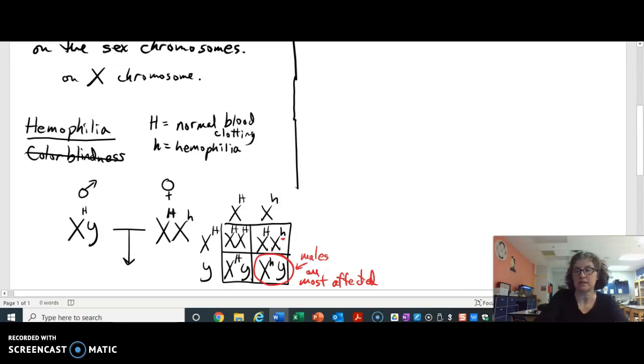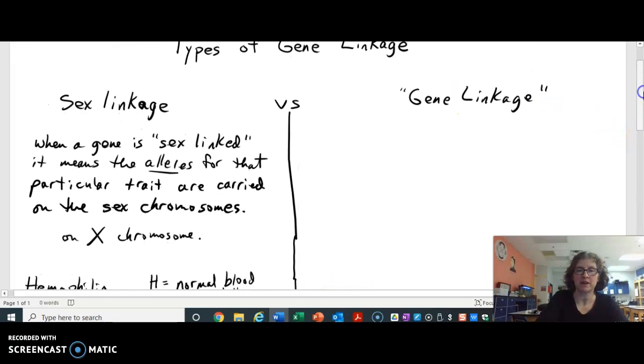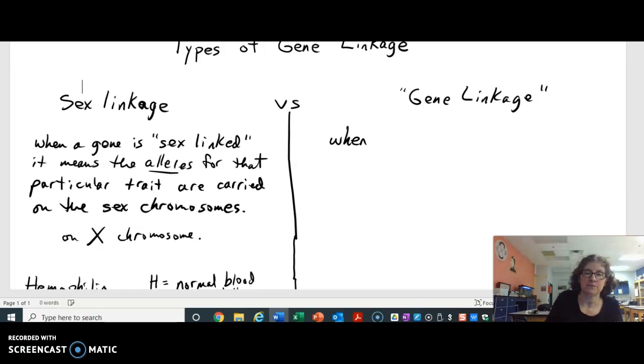Now let's go back up and take a look at that other one that popped up in your fly lab, because there's sex linkage that popped up with the white-eyed fruit flies, right? But then there was this other gene linkage thing, and what exactly is that? Okay, so I'm not going to go into real depth here, but I'm going to do another sentence again. Now we're talking about two genes.